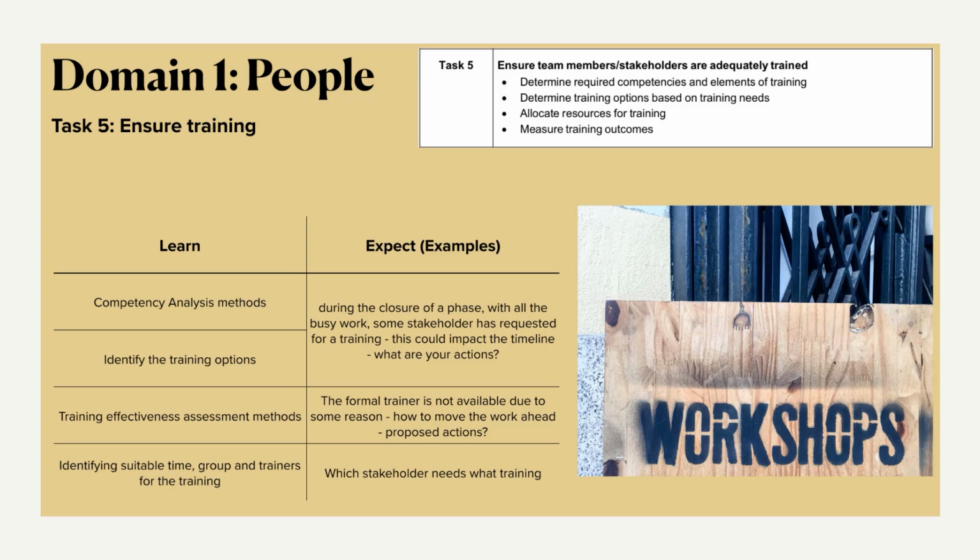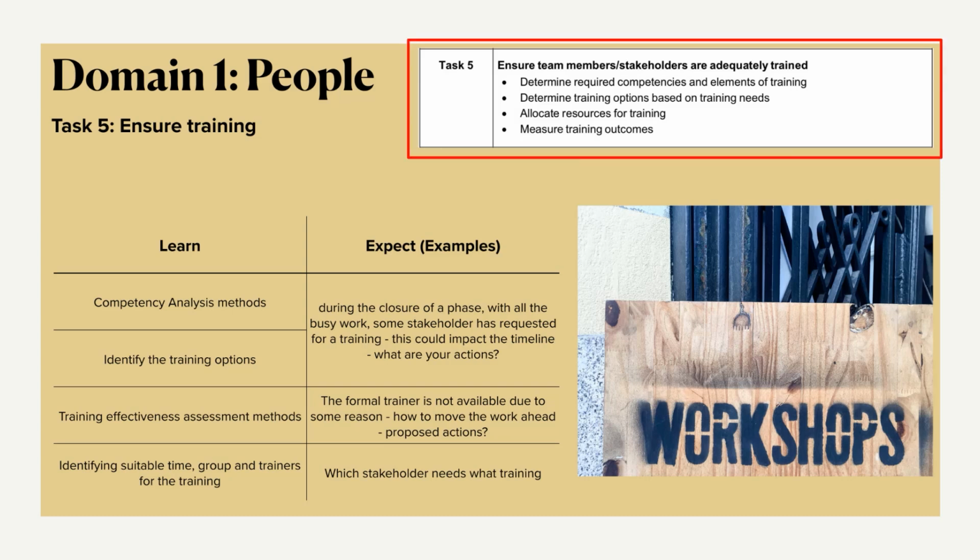There are a few competency analysis methods that a project manager should know. Using these, he can understand the level of the training that the team needs. So let's have a look at what PMI actually wants us to do in this task. Ensure the team members or stakeholders are adequately trained, and we have to determine required competencies and elements of training. We have to determine training options based on the training needs. We have to allocate resources for the training, and then we have to measure the training outcomes.